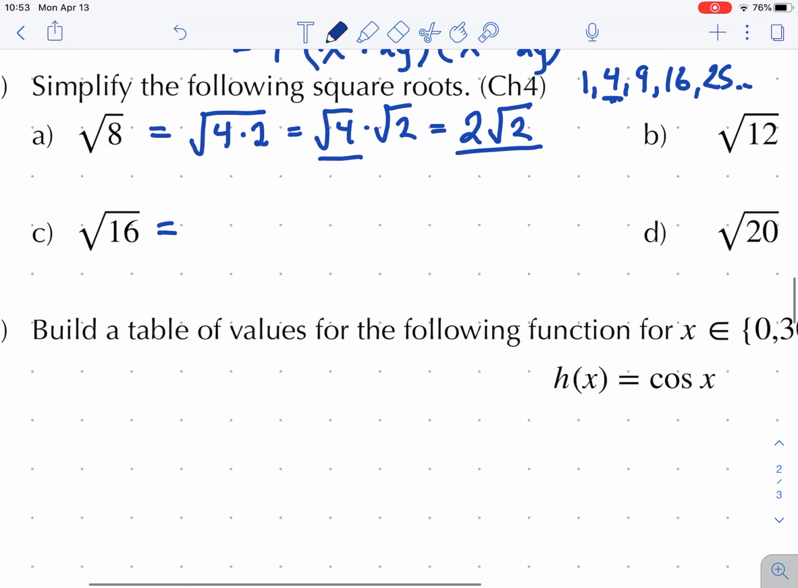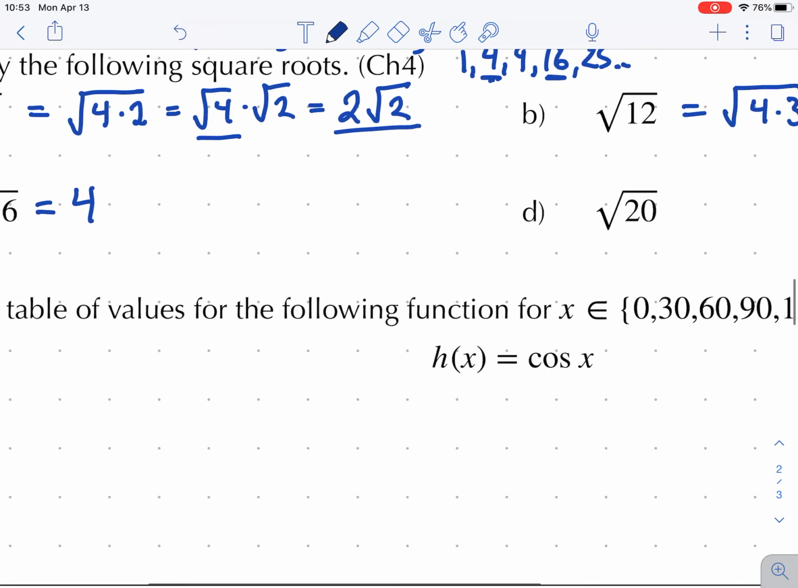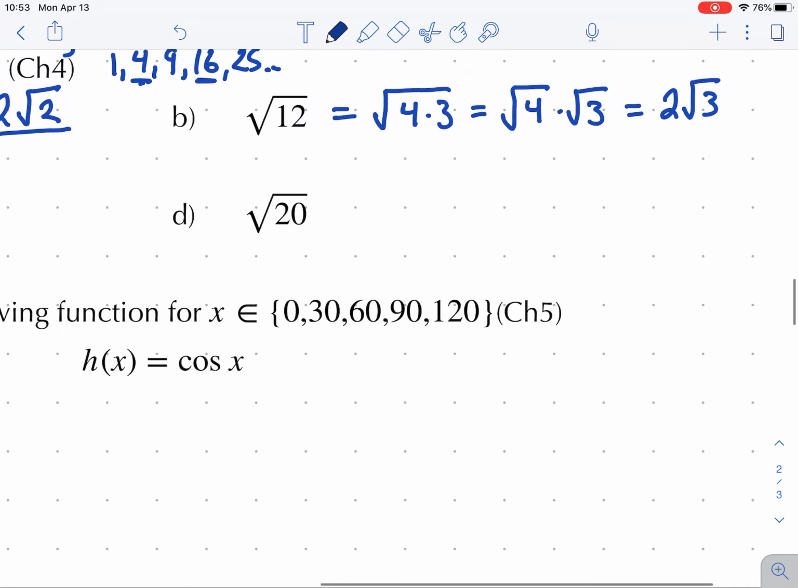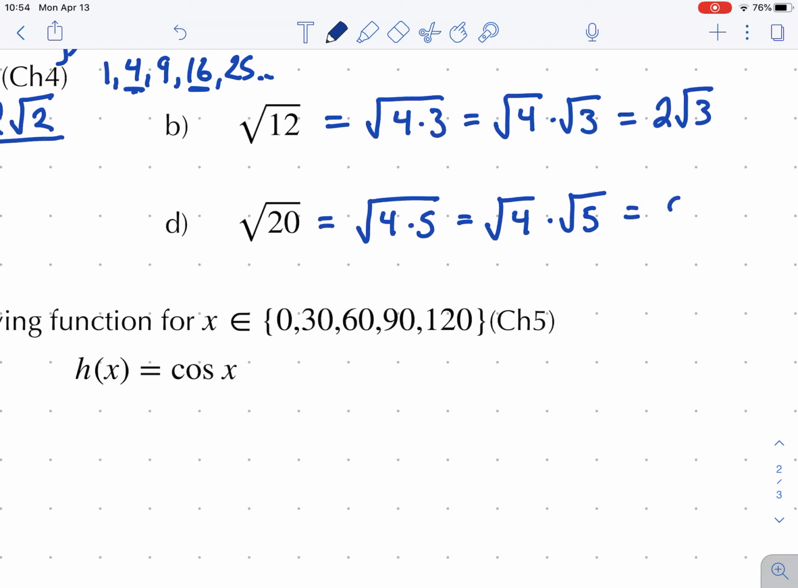16. Oh, take a look. 16 matches right up on our perfect squares, and the square root of 16 is 4. 20. Well, that can be the square root of 4 times 5. Separate it out, the square root of 4 times the square root of 5, and it's equal to 2 square root 5.